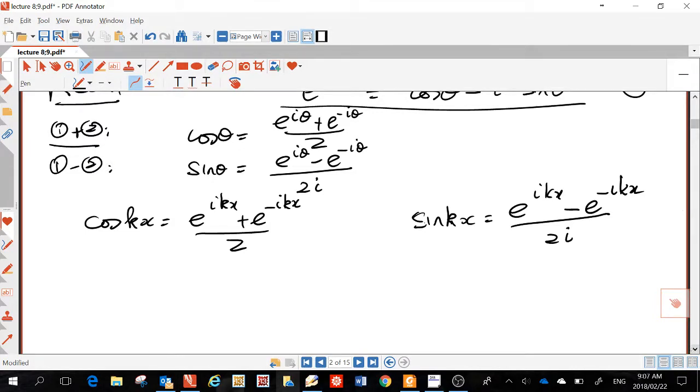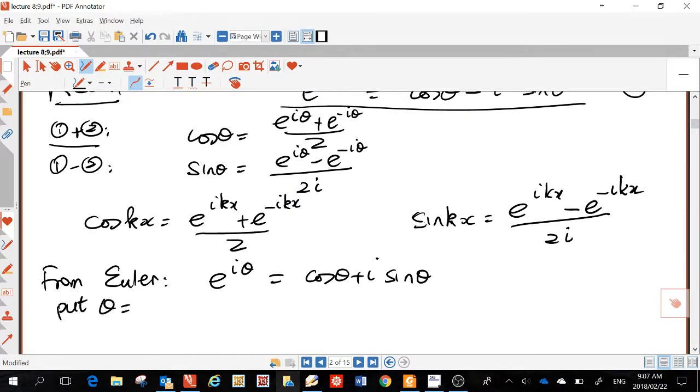Or you'll also remember from Euler's theorem, e to the i theta equals cos theta plus i sine theta. If you put in theta equals pi, you'll get e to the i pi equals cos pi plus i sine pi. And we know the cos pi is -1. Sine pi is 0. Therefore, you get e to the i pi plus 1 equal to 0.